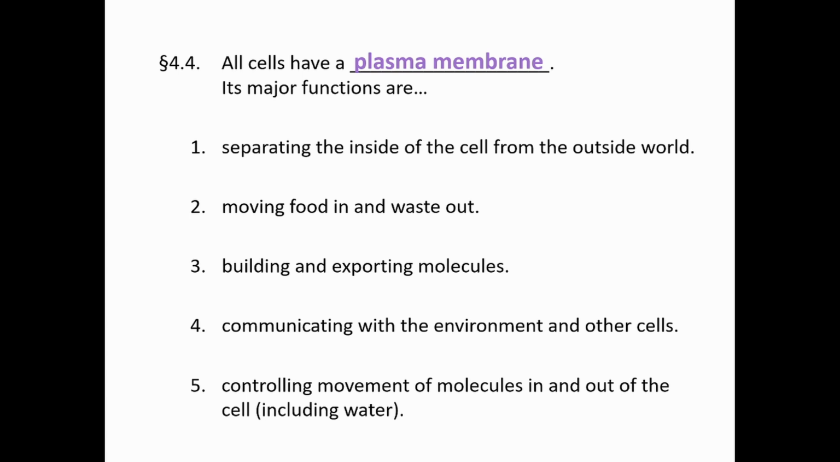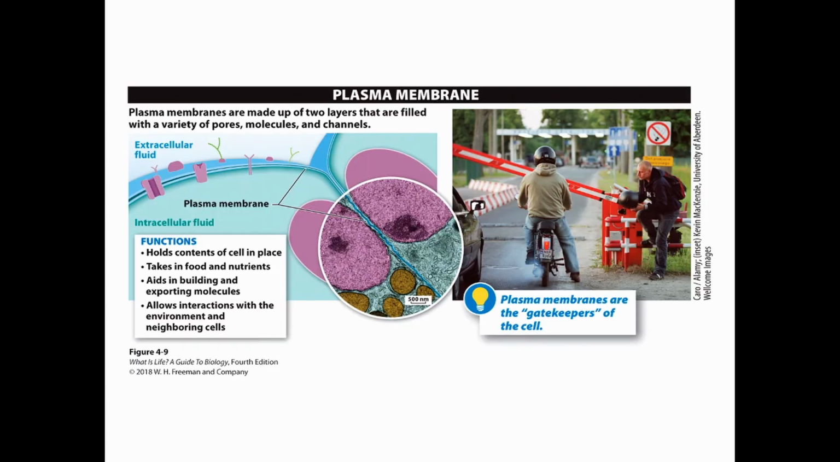including water. So the plasma membrane has some pretty important jobs, and it goes beyond just serving as a barrier between inside and outside. It really is an active component of the cell. We usually call it the gatekeeper because it helps be that barrier and serve as that control point for the movement of things in and out of the cell.